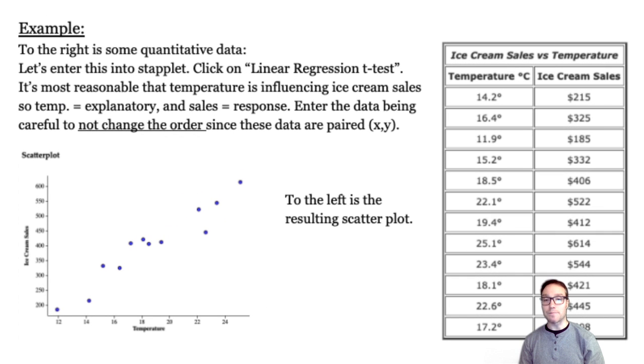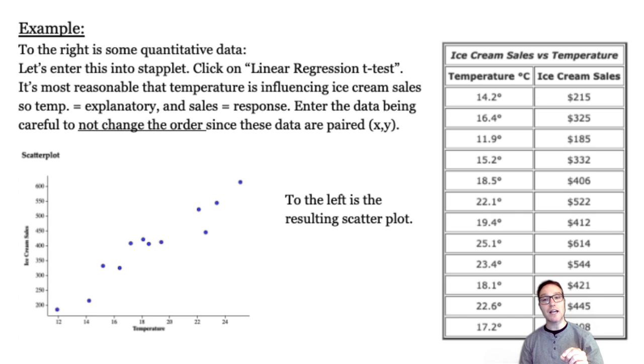Here's our example. To the right is some quantitative data. So we've got ice cream sales versus temperature. Temperature is going to be our X variable, the explanatory, and ice cream sales is going to be the response, or Y variable. Enter the data, being careful not to change the order.